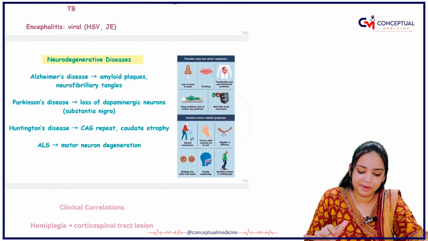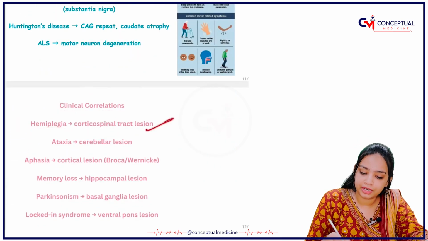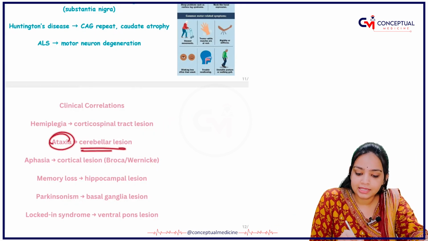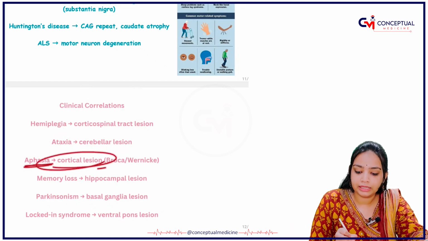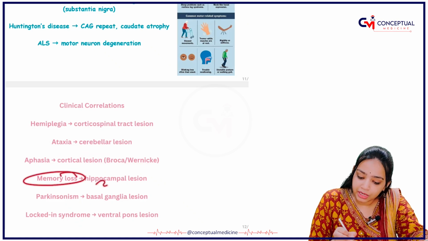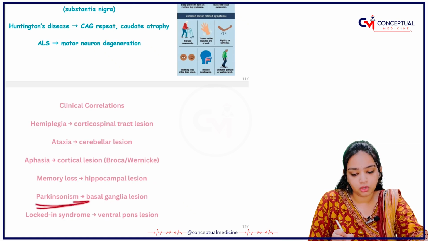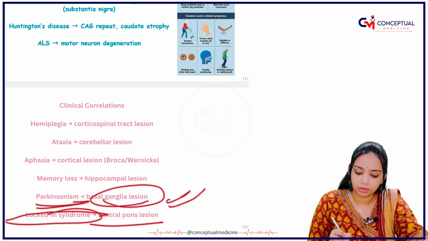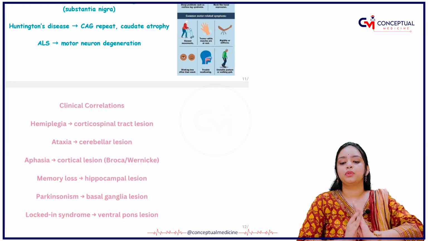I hope you remember. Clinical correlations: if there is hemiplegia, then there is defect in the corticospinal tract. If there is ataxia, there is cerebellar lesion. If there is aphasia, there is cortical lesion like in the Broca's or the Wernicke's area. If there is memory loss, there is lesion in the hippocampal region. If there is Parkinsonism, there is lesion in the basal ganglia. And if there is locked-in syndrome, there is lesion in the central pons. So this is about the basics.